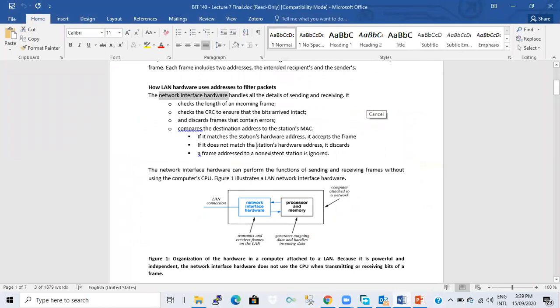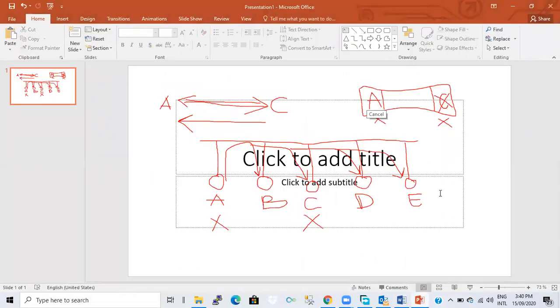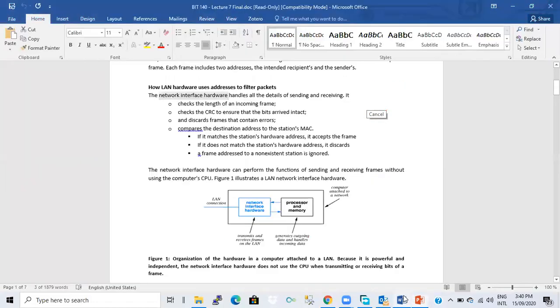Okay. So if it does not match the stations that were addressed, it gets to be dropped or discarded. A frame addressed to a non-existent station is ignored. So if a frame is sent and the hardware address that is used is not for any of the computers on the network, then none of the machines on the network will be able to respond to it.